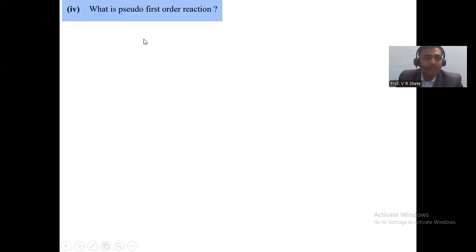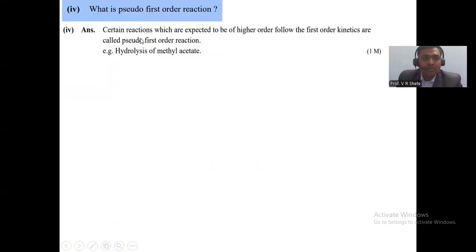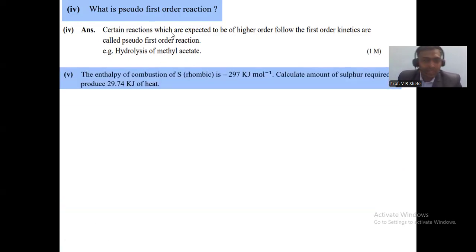Next question. What is a pseudo first order reaction? A pseudo first order reaction is a reaction in which the expected order of the reaction is higher, but it follows first order kinetics, like hydrolysis of ester and hydrolysis of sucrose. These are examples of pseudo first order reactions. Very common question this is.